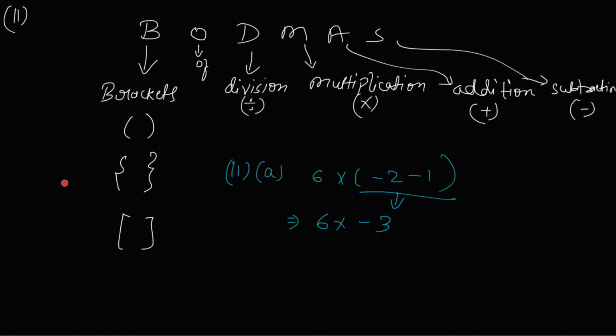Now there is no division sign, there is a multiplication sign, so we will do multiplication first, and in the last is subtraction. So we are not subtracting the numbers, we will do multiplication. Okay, it's 18 and there is a negative sign, so it will be negative 18. I hope you got it. Now let's move to the next question.